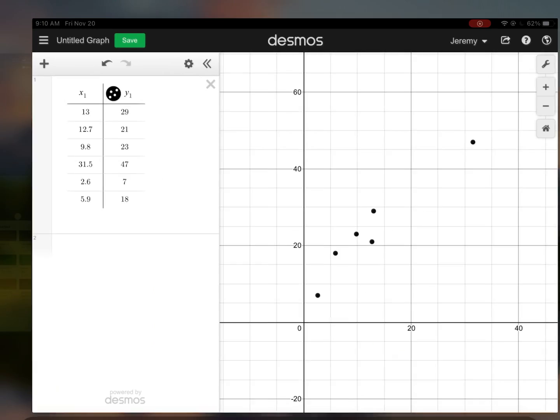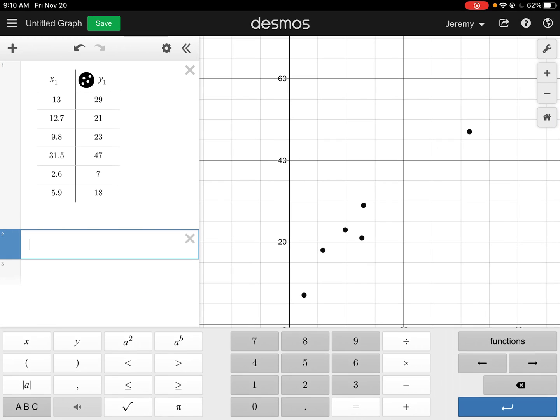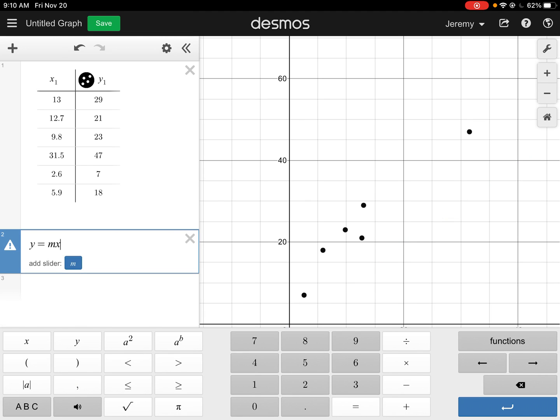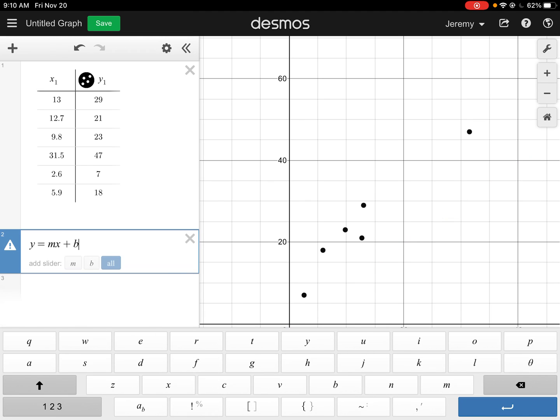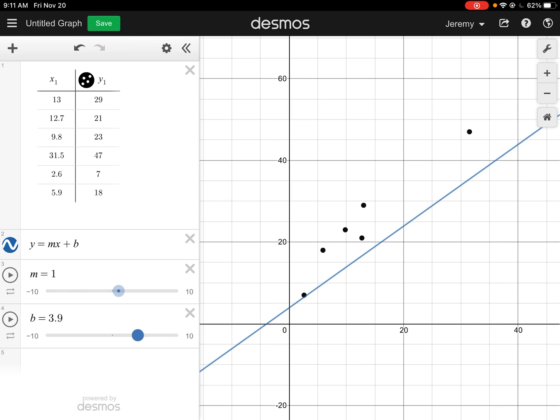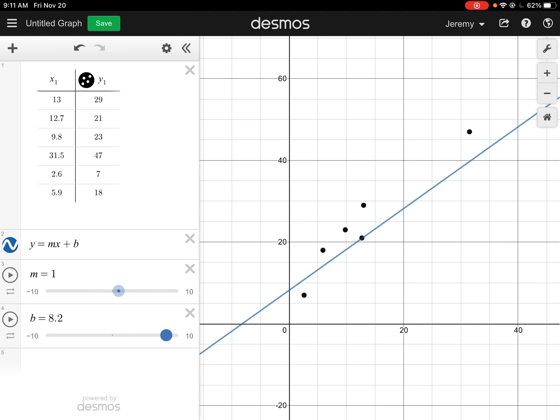So if we jump back over here, again, we're going to type in y equals mx plus b. And then you see where it says add slider, we're going to hit all. And then you'll see a line pop up. And then you'll see where it says m equals 1, b equals 1. And so what we want to do is come up with an equation of a line that might represent this data well.